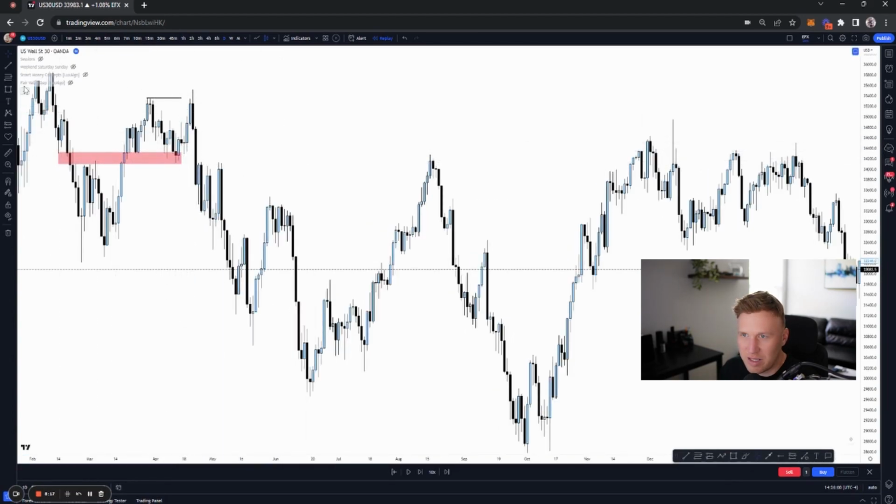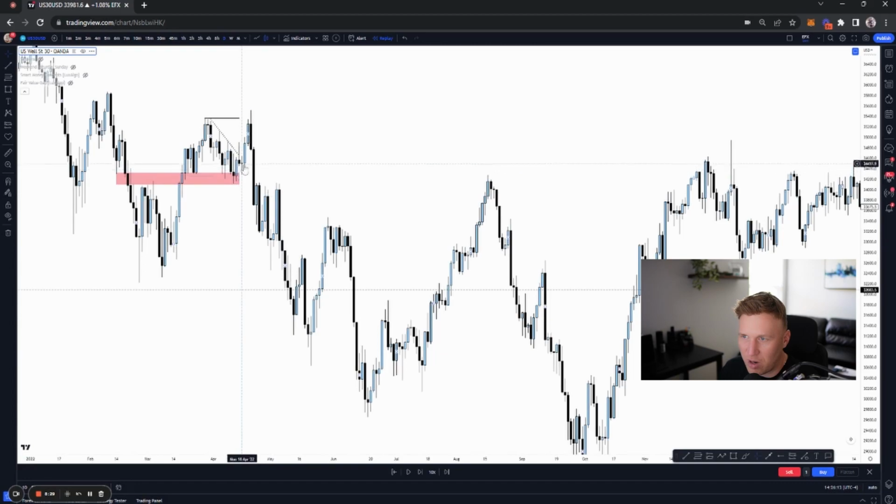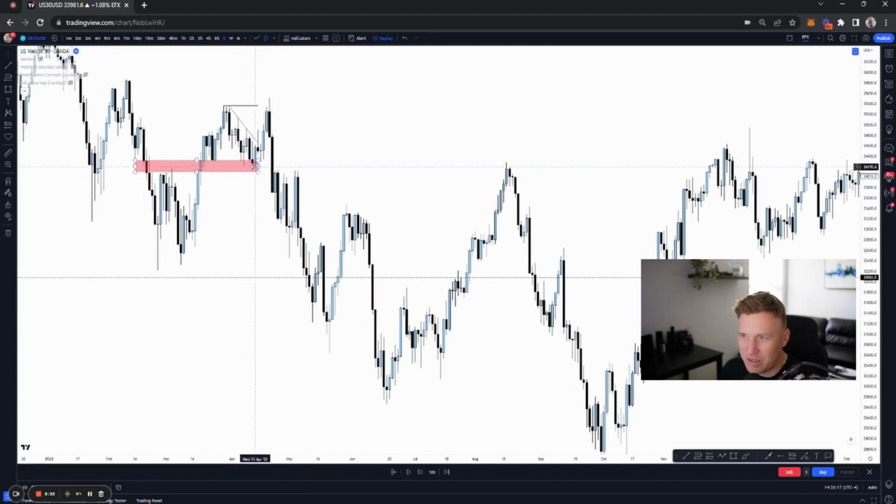And we can see a flag pattern right here. So we can see price broke through, tested this support, started to push up, and then we got this flag pattern right there, pulling back into that support. And we can see a breakout right here. And this is just inducing buyers. Maybe they're buying off of this level here.